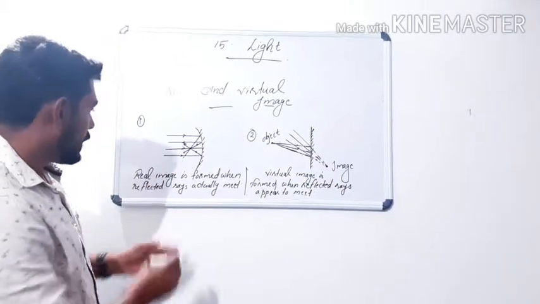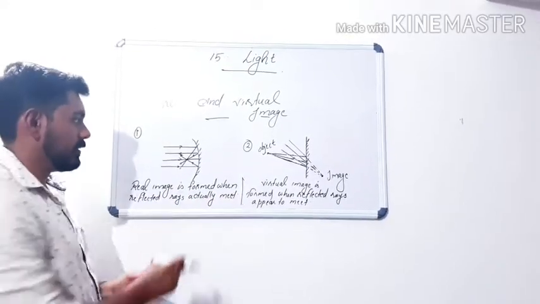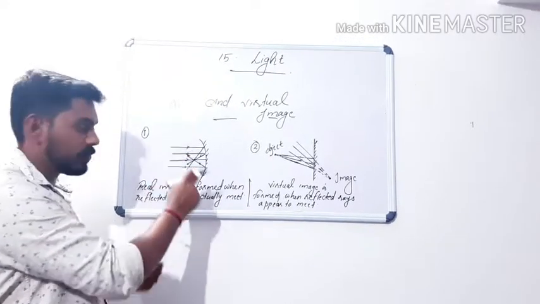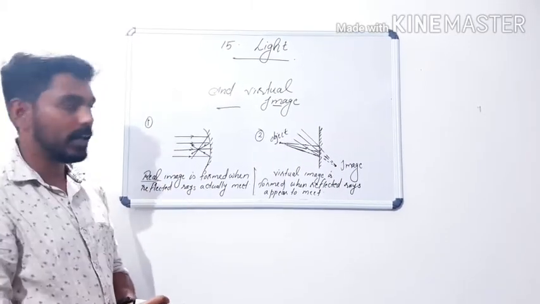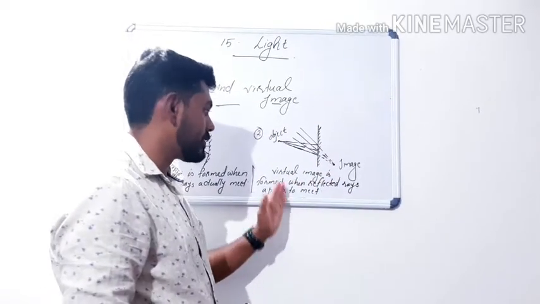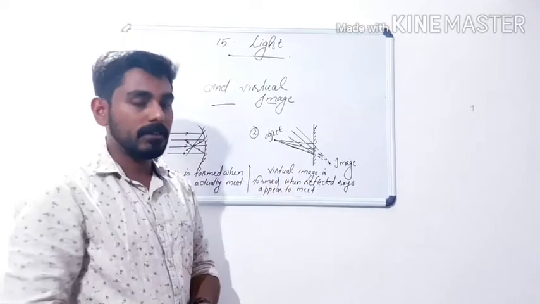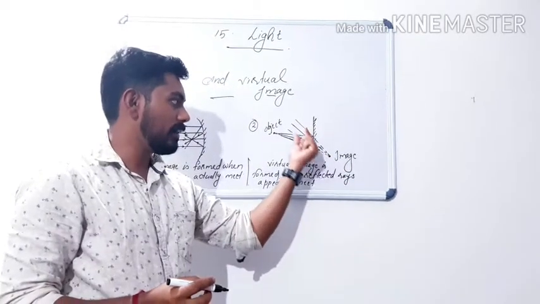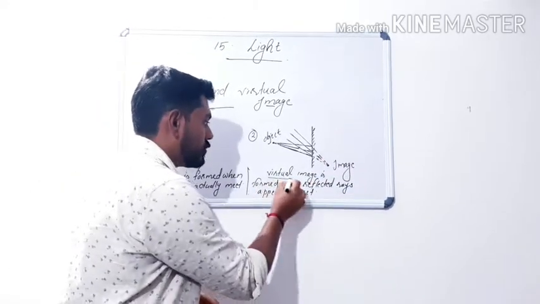Okay, so a real image is formed when the reflected rays actually meet. In this case you can see all the reflected rays meet at a point, so that's why a real image is formed. A virtual image is formed when the reflected rays appear to meet. Here you can see that the rays appear to meet and the image is formed here, so that's why it is a virtual image.